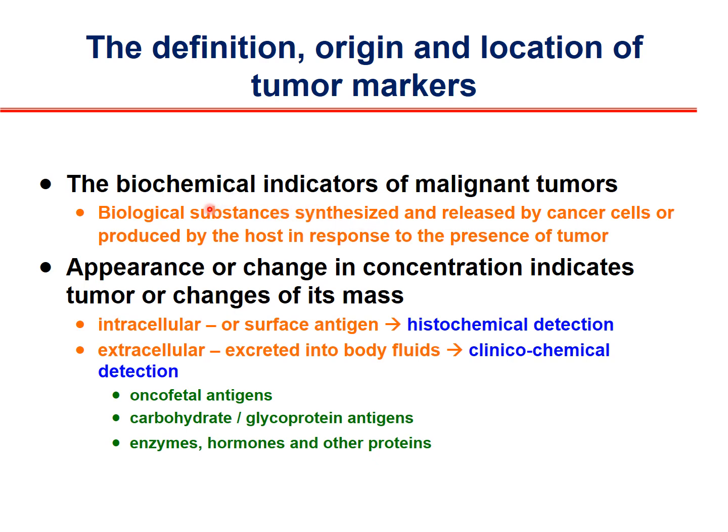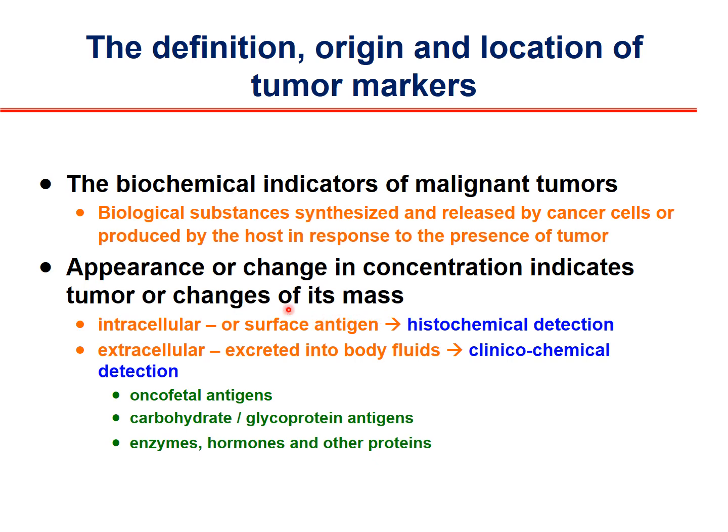Relatively, the tumor markers are the biochemical indicators of the malignant tumor. These are biological substances synthesized and released by the cancer cells, or produced by the host in response to the presence of the tumor. So anything can be a tumor marker that is directly correlated with the presence of the tumor cells, the tumors in our body. The appearance or change in the concentration indicates a tumor or change of its mass.